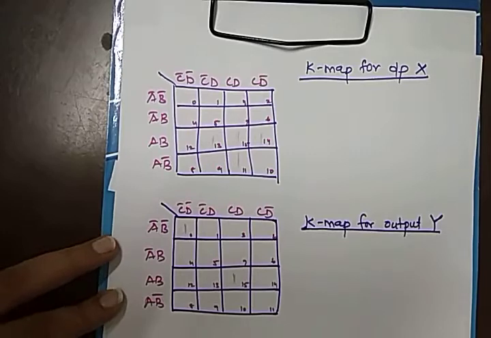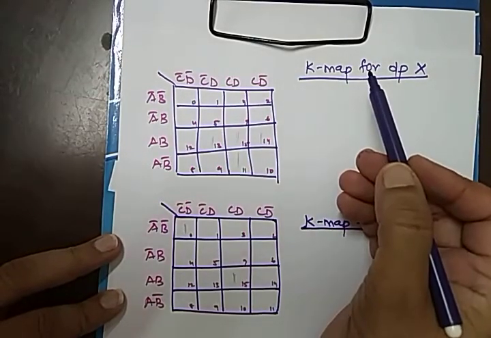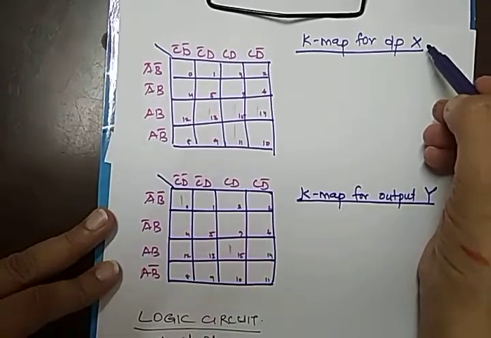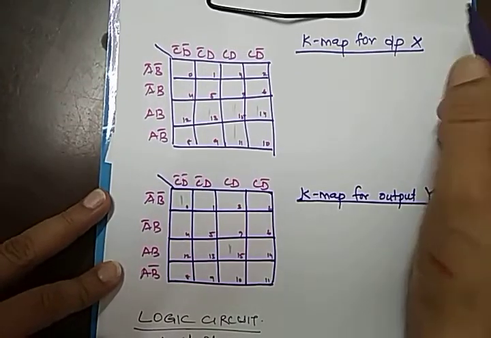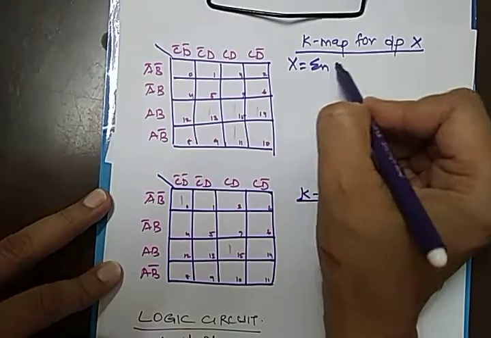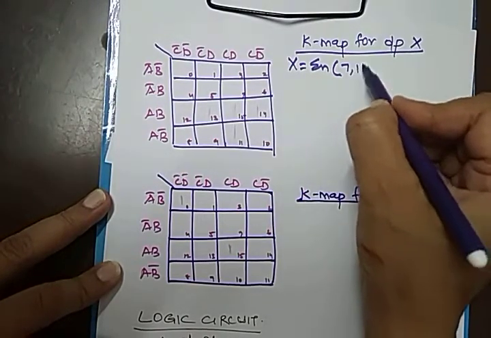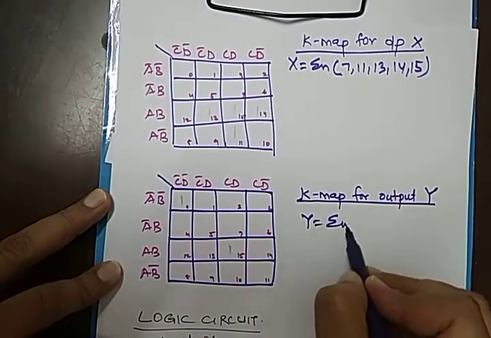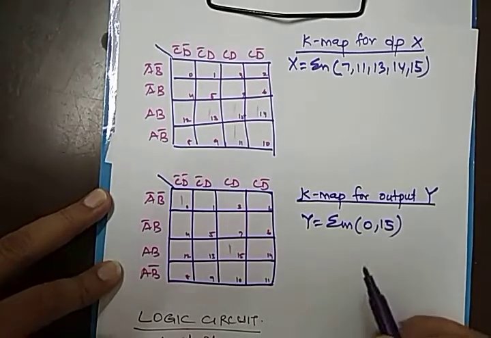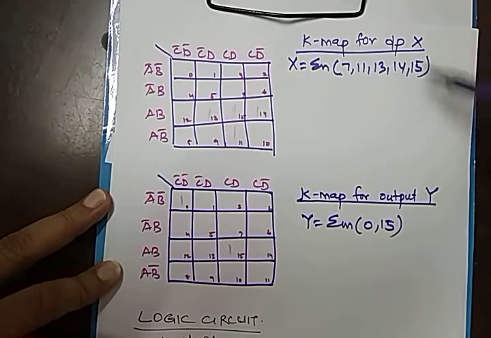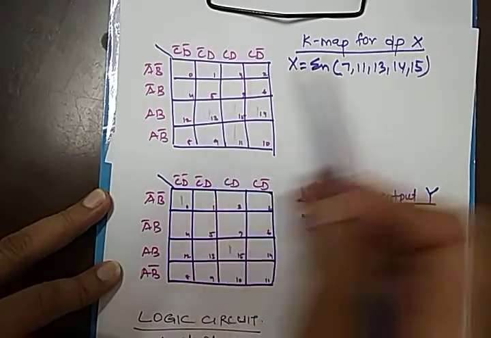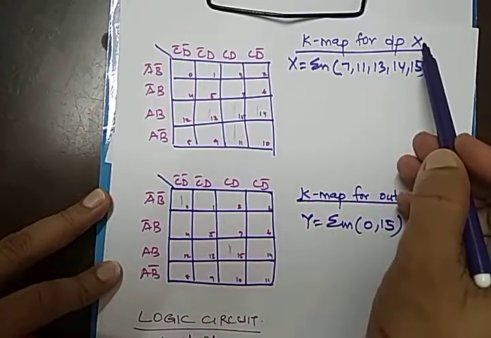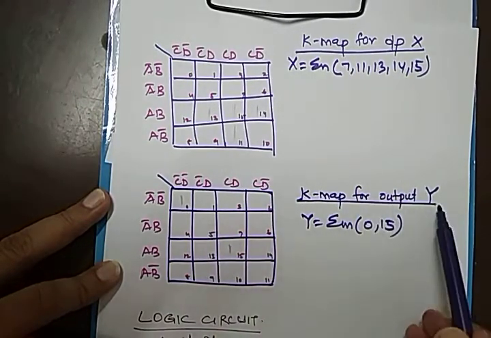The next step is, having known the sigma functions, we have to simplify the K-map for each of the outputs. So these being 4 variable functions, let me repeat the sigma function for x. X was sigma m 7, 11, 13, 14, 15, and y is sigma m 0, 15. If there are 2 outputs, we have 1 K-map for each. So this is the K-map for output x. This is the K-map for output y.